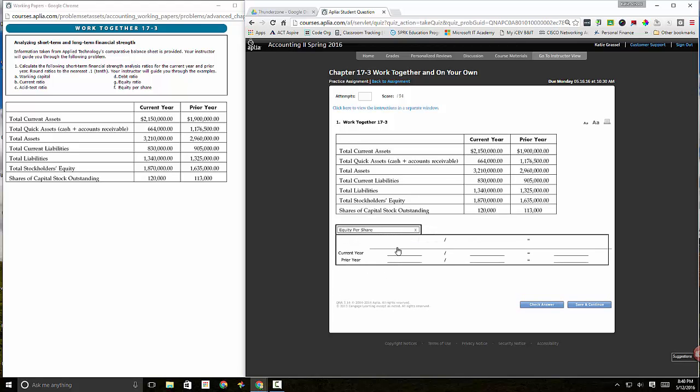The equity ratio is going to be calculated by taking the total stockholders' equity and dividing by our total assets.